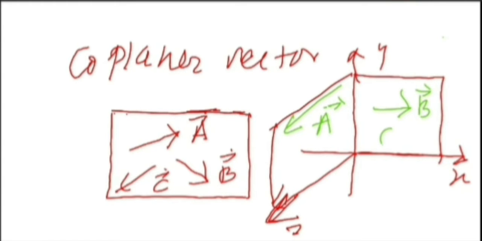Vector A and vector B will not be coplanar vectors because these two are in different planes, but vector B and vector C will be coplanar vectors because these are lying on the xy plane. Similarly, D and A are coplanar vectors.